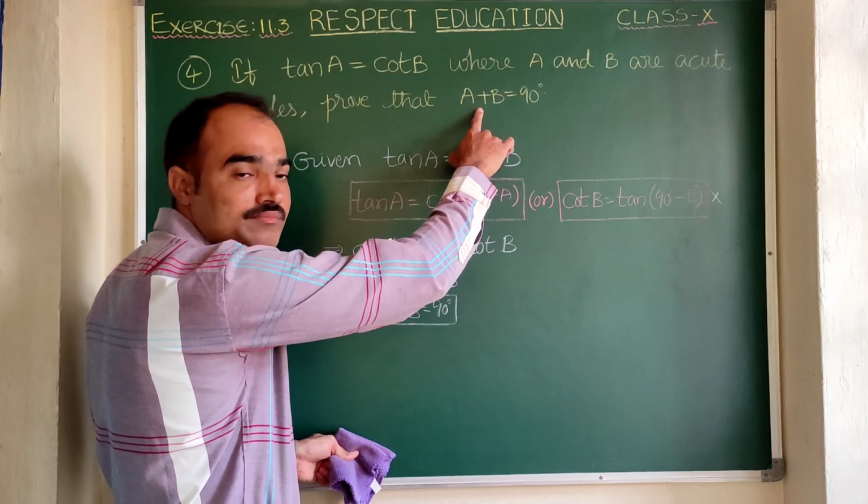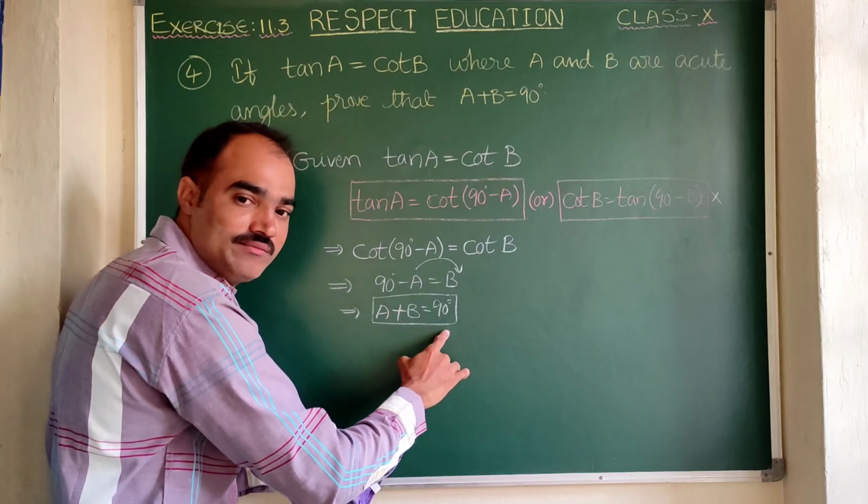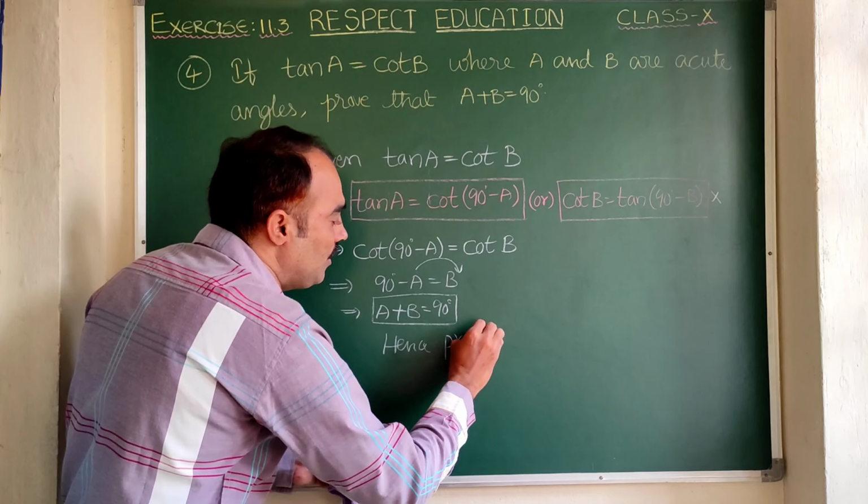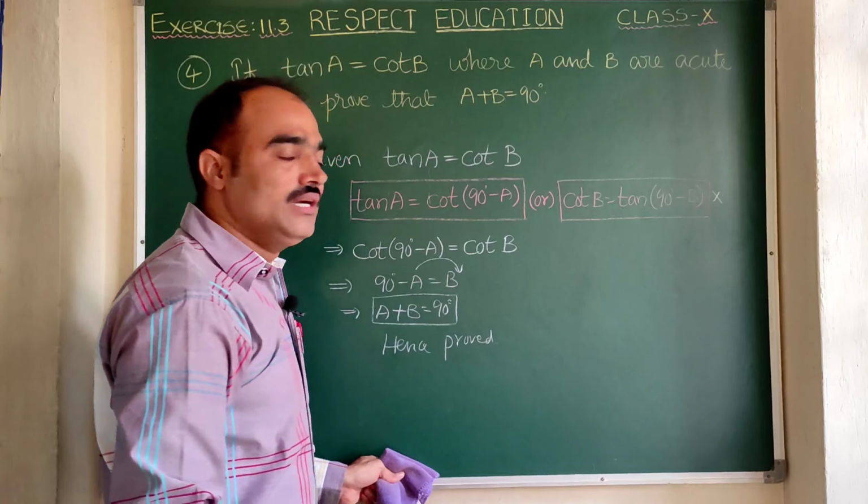Now here you observe what is there to prove. Prove that A plus B is equal to 90 degrees. What we proved here: A plus B is equal to 90 degrees. So here we can write hence proved. With this problem 4 gets completed.